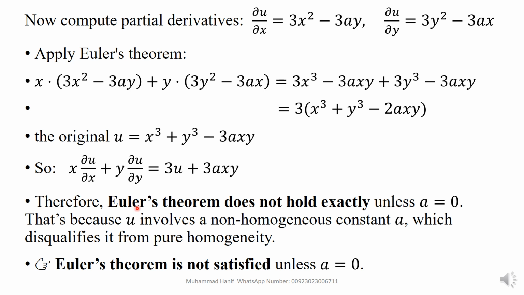Therefore, Euler's theorem does not hold exactly unless a equals 0. That is because u involves a non-homogeneous constant a, which disqualifies it from pure homogeneity. Euler's theorem is not satisfied unless a equals 0. This is a condition for Euler's theorem.